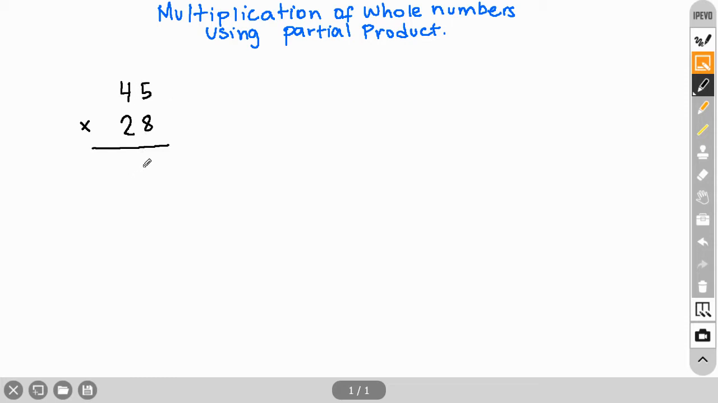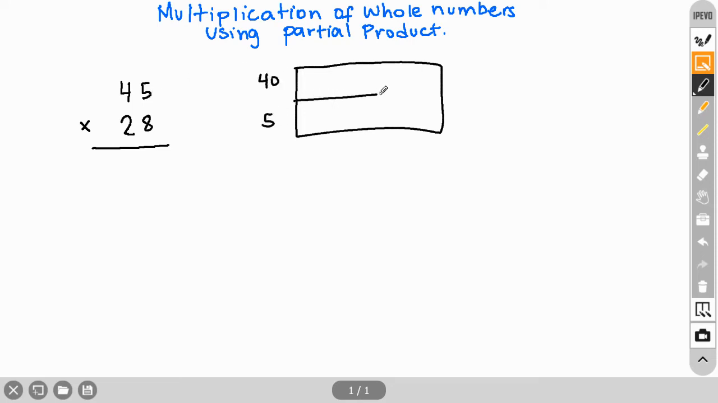If we had a box, we would have done a box like this. On one side, we would have put 40 and 5, and on the other side, 20 and 8. So I would have had 4 partial products here. Well, that's what you're going to see here, but without the box. So let's give this a try.